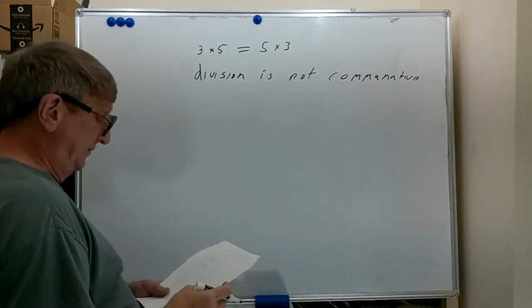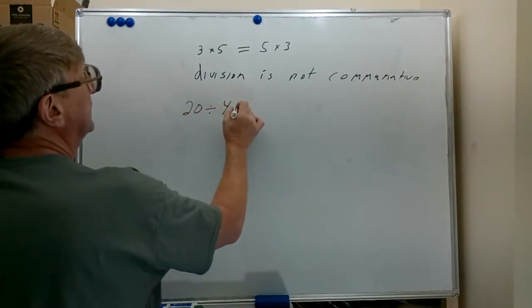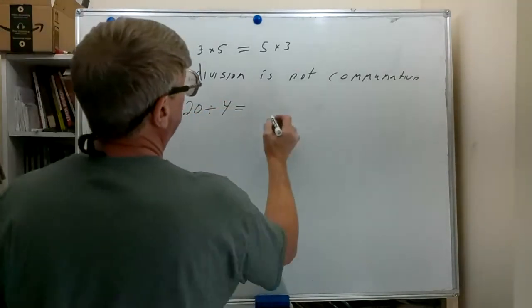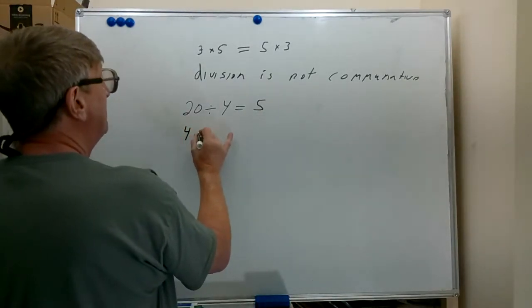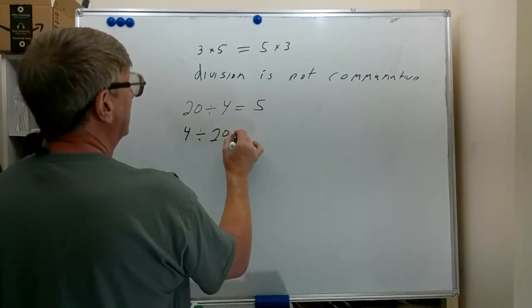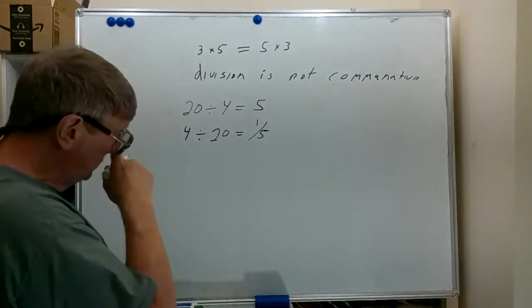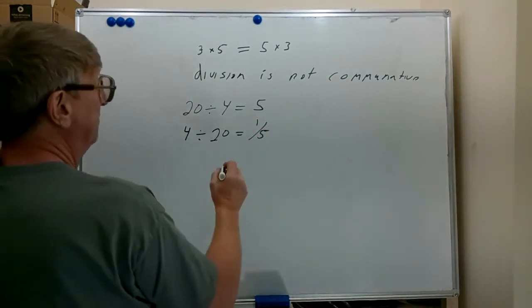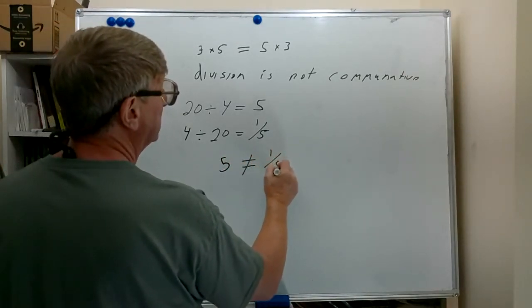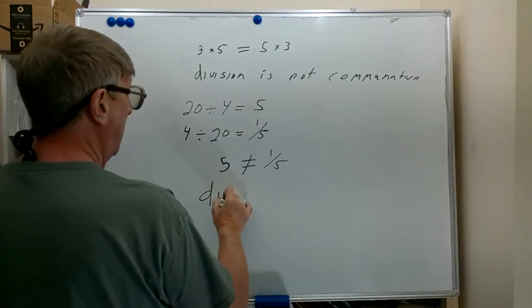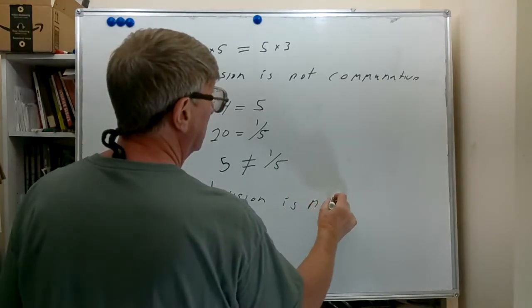I'll give you an example here. 20 divided by 4 is going to equal 5. But 4 divided by 20 will equal 1/5. Well, 5 does not equal 1/5, so division is not commutative.